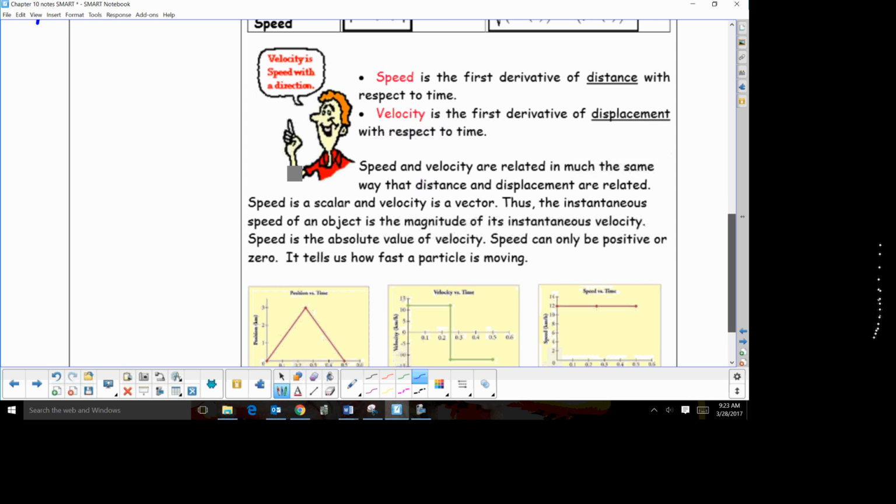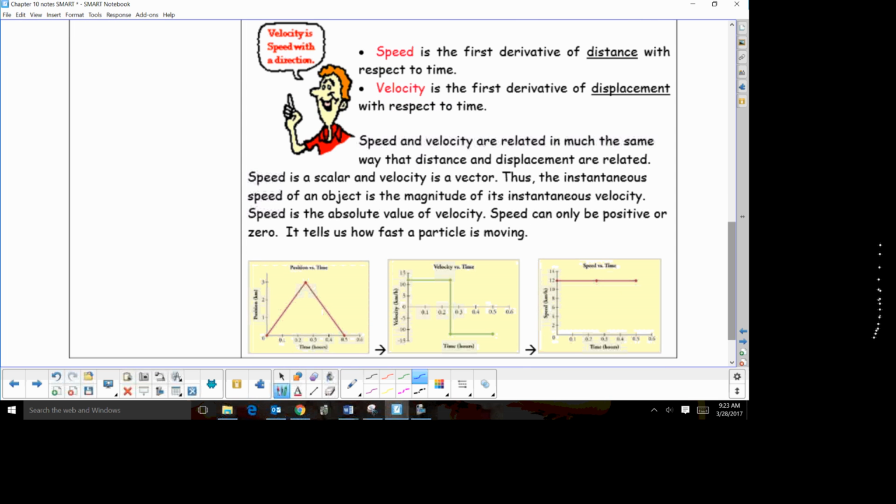Speed and velocity are related in much the same way that distance and displacement are related. Speed is a scalar and velocity is a vector. Thus, the instantaneous speed of an object is the magnitude of its instantaneous velocity. Speed is the absolute value of velocity. Speed can only be positive or zero. It tells us how fast a particle is moving.